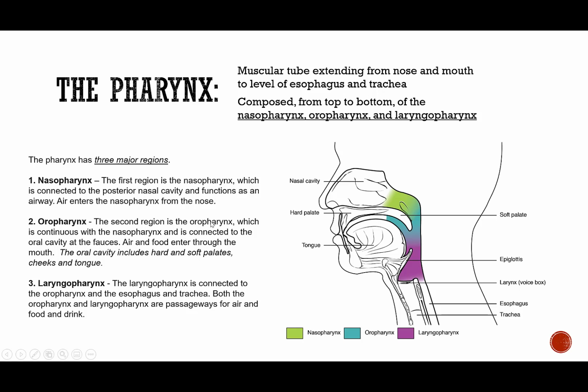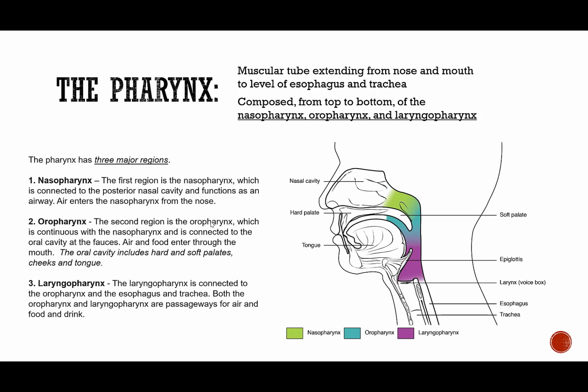Now remember, all of this is part of what we call the pharynx. Right, so these are the subsections of the pharynx. It's really important to understand, right? So basically the pharynx goes from your nose and mouth to the esophagus and trachea, right? And that whole region is divided into 3 sections. So it's just really easy to understand. The pharynx is composed of the nasopharynx, the oropharynx, and the laryngopharynx.